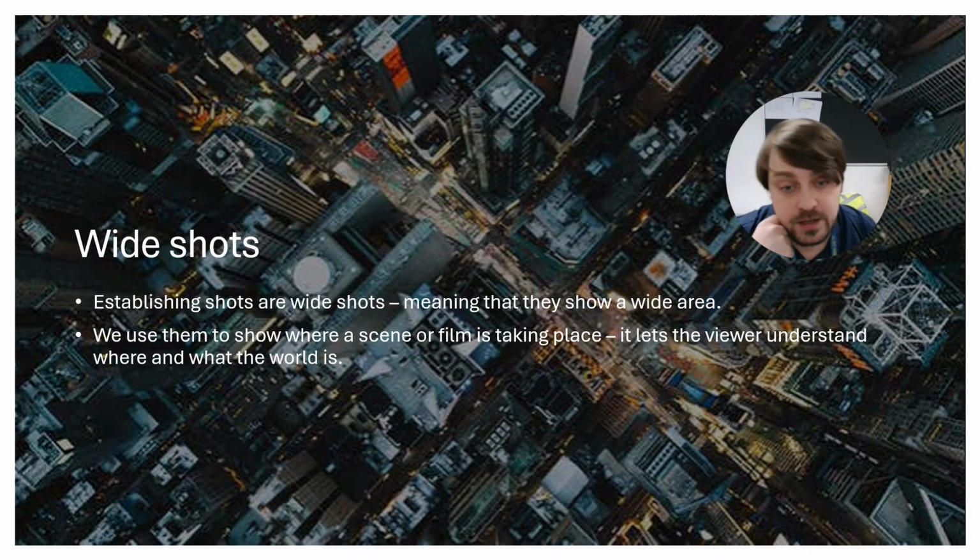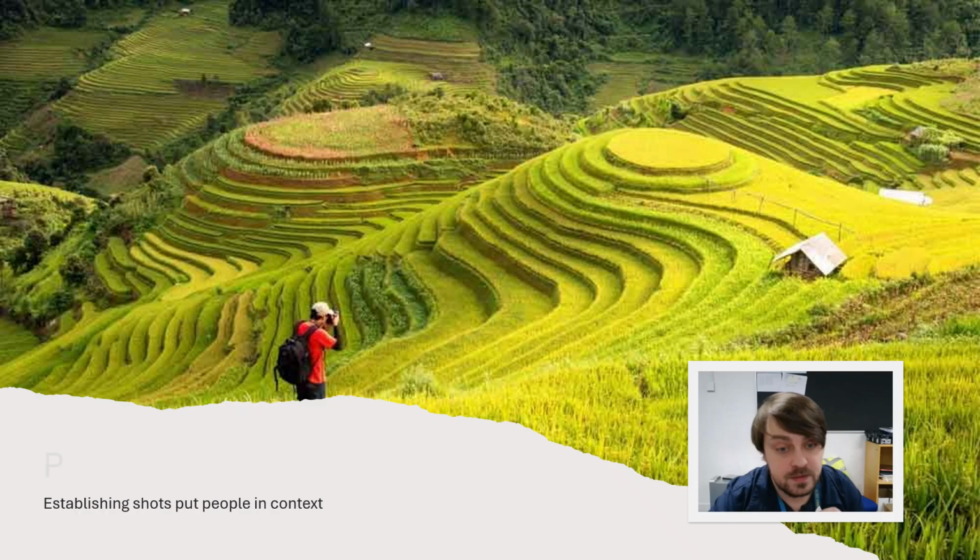We can use these to show where a scene or an entire film is taking place. It lets us as a viewer, as an audience, understand where and what the world is. Now, if we have a person in an establishing shot, it puts them in context. So if we look at this shot here, we can see how big the landscape is.